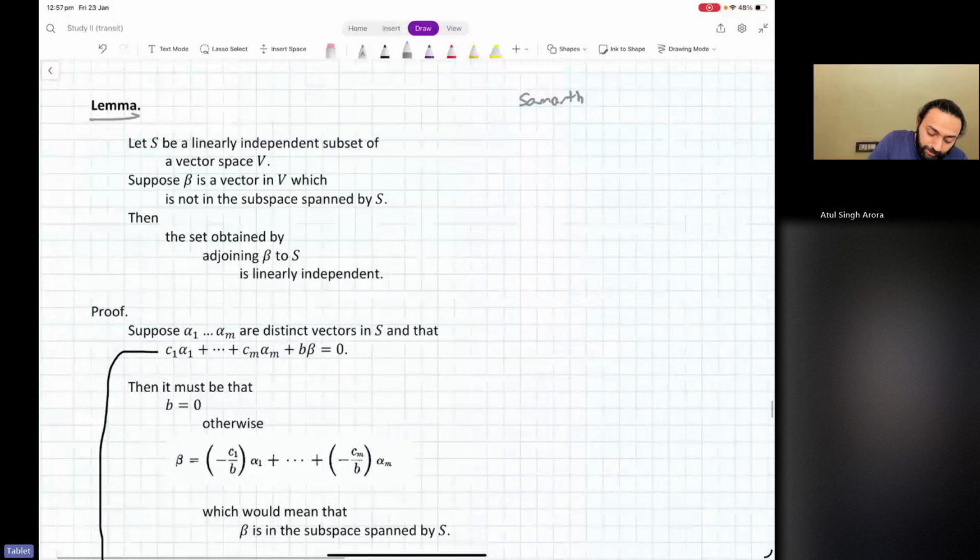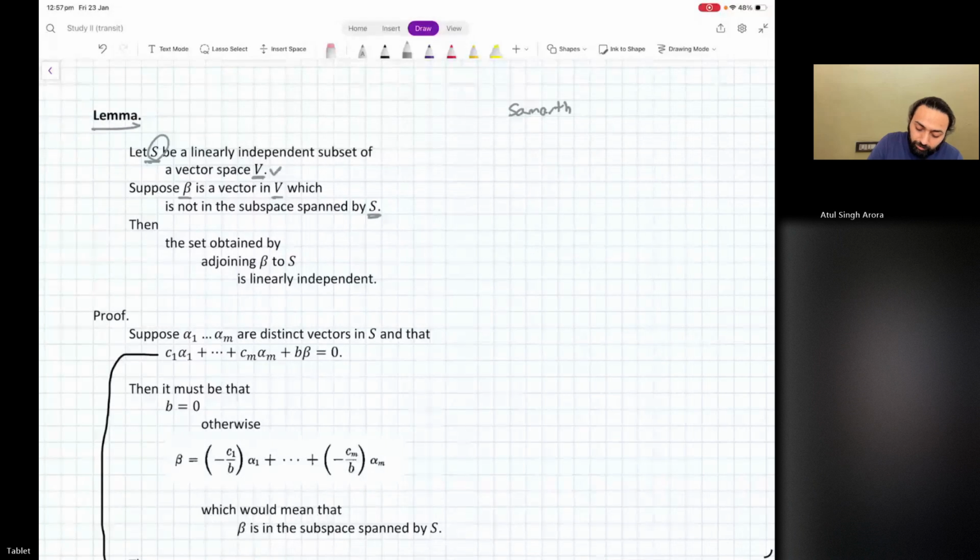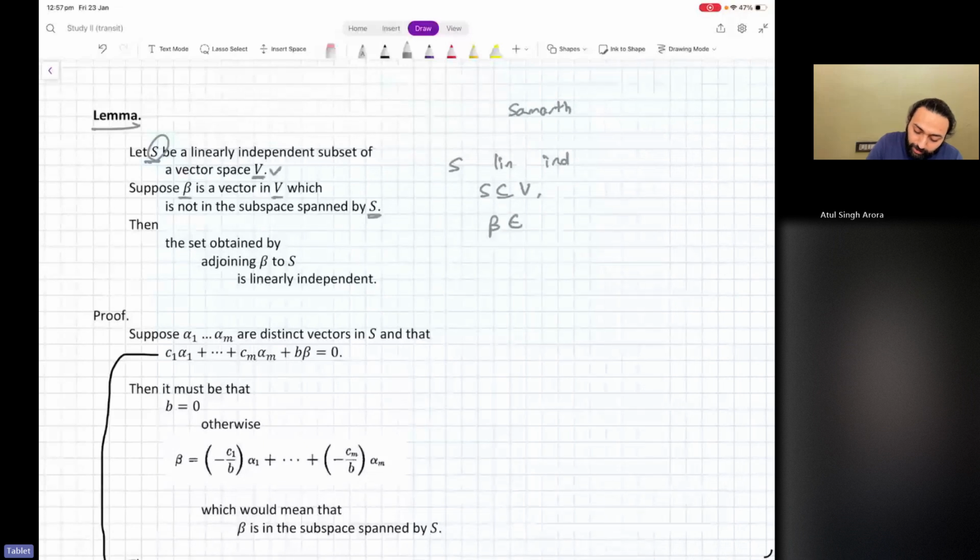All right. So the lemma says the following. Let S be a linearly independent subset of a vector space V, and suppose beta is a vector in V which is not in the subspace spanned by S. So S is linearly independent and it is a subset of the vector space V. And we're saying suppose beta is a vector in V that is not in the span of S.